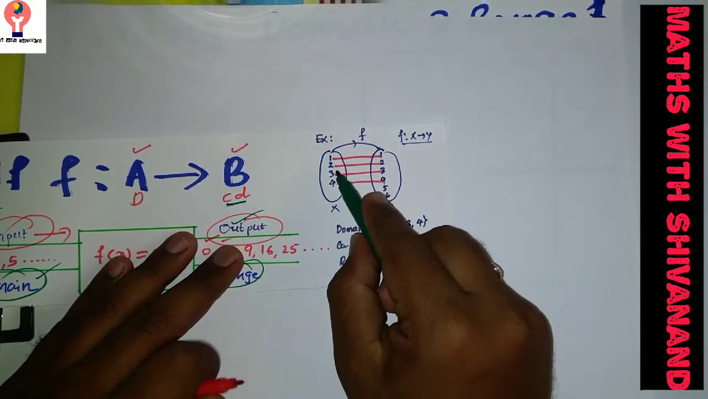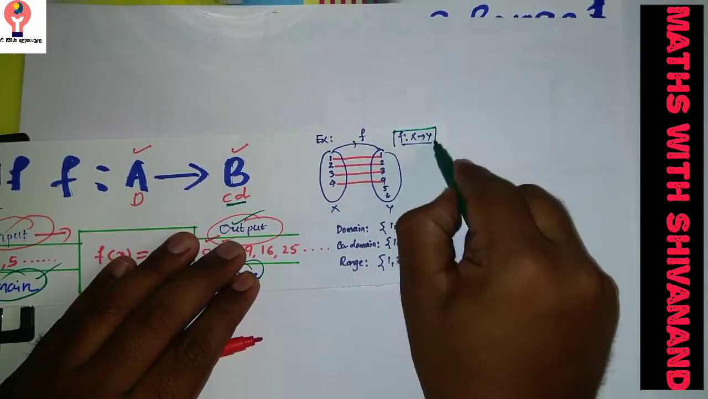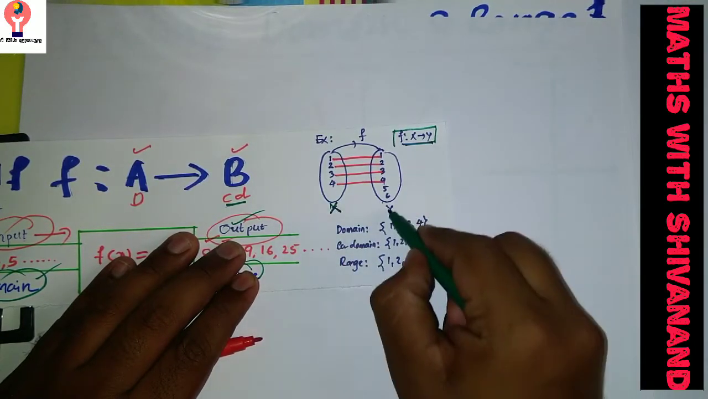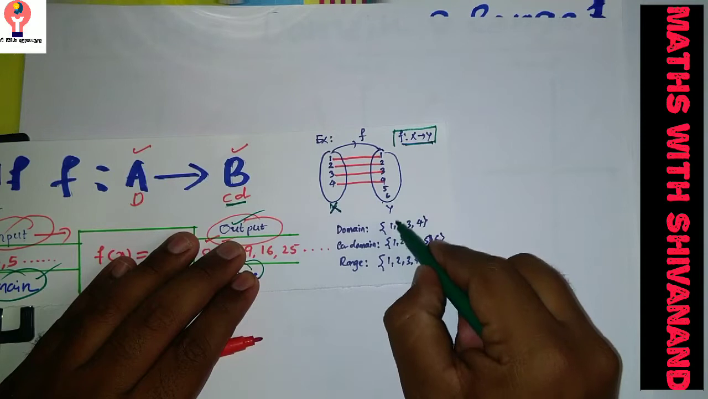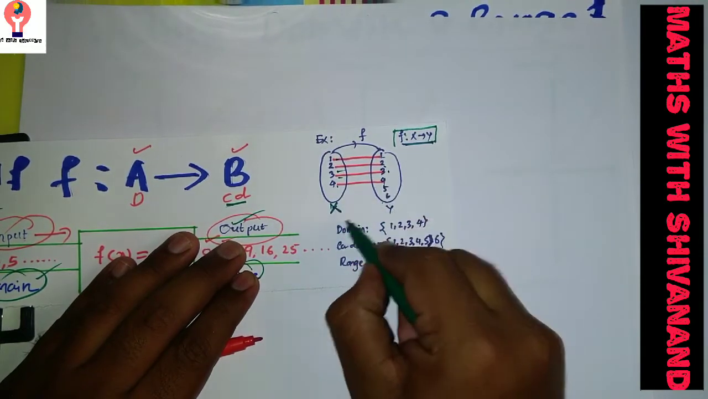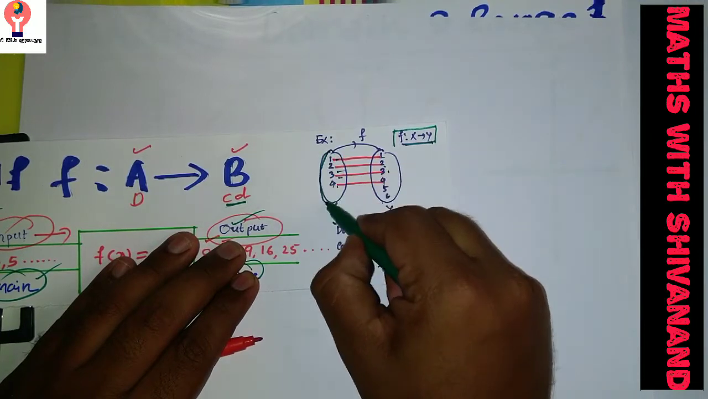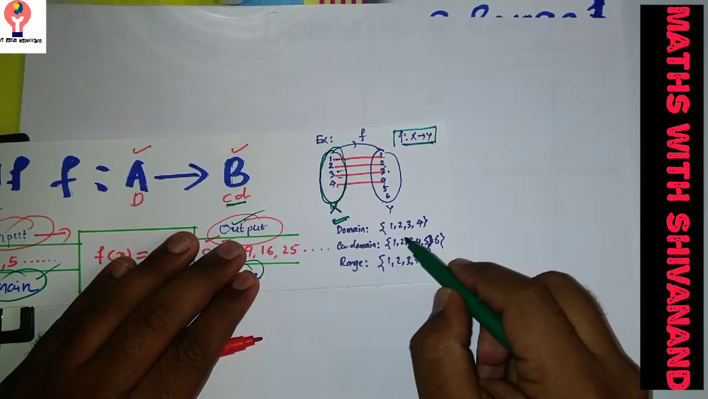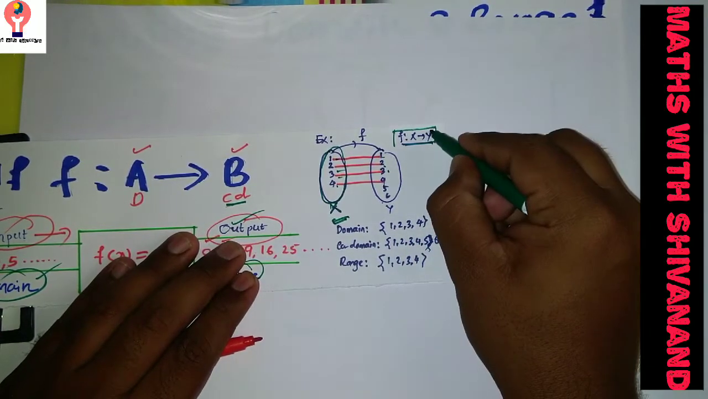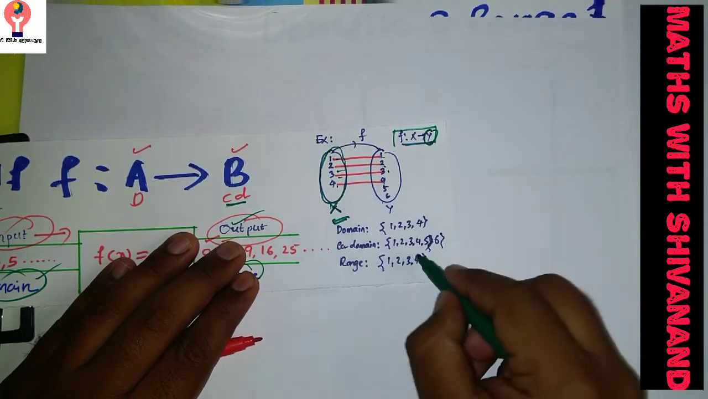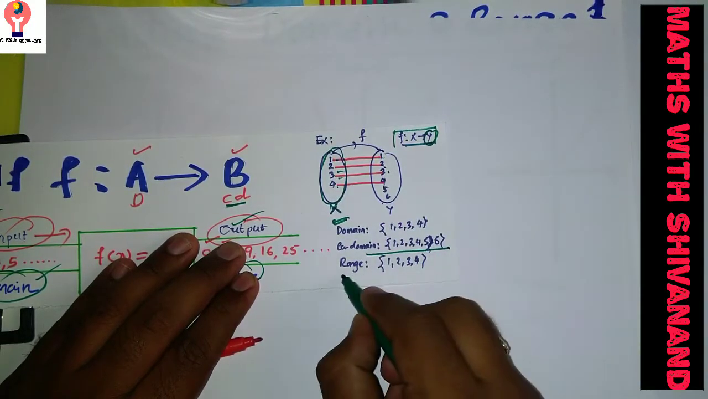What do you mean by codomain? I will give a small example. Say my function is mapping from X to Y. The set of x values is 1, 2, 3, 4, and the set of y values is 1, 2, 3, 4, 5, 6. If I map 1 to 1, 2 to 2, 3 to 3, 4 to 4, the first set, 1, 2, 3, 4, is called the domain. And what is the codomain? The complete set of Y, 1, 2, 3, 4, 5, 6, is called the codomain set.